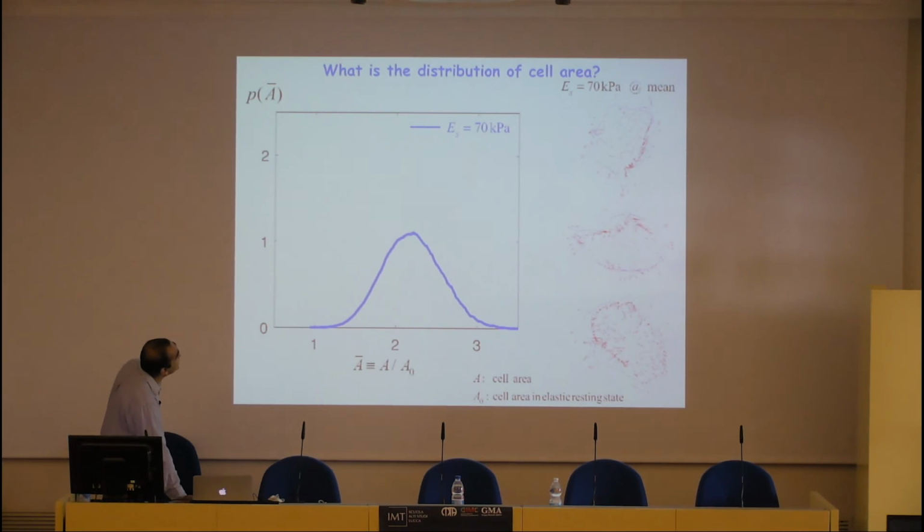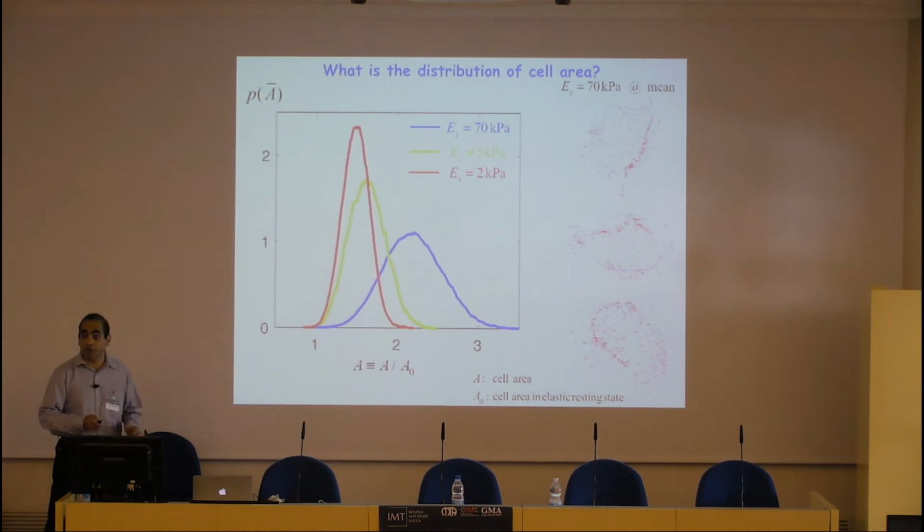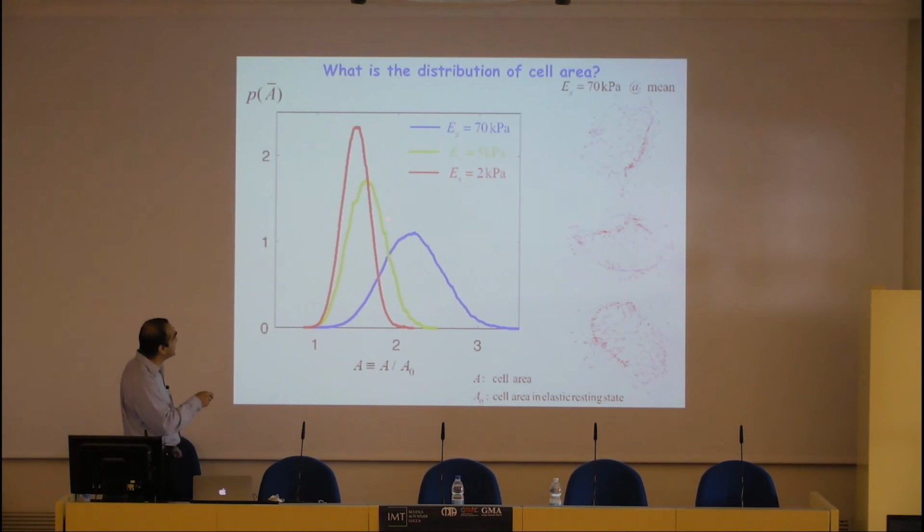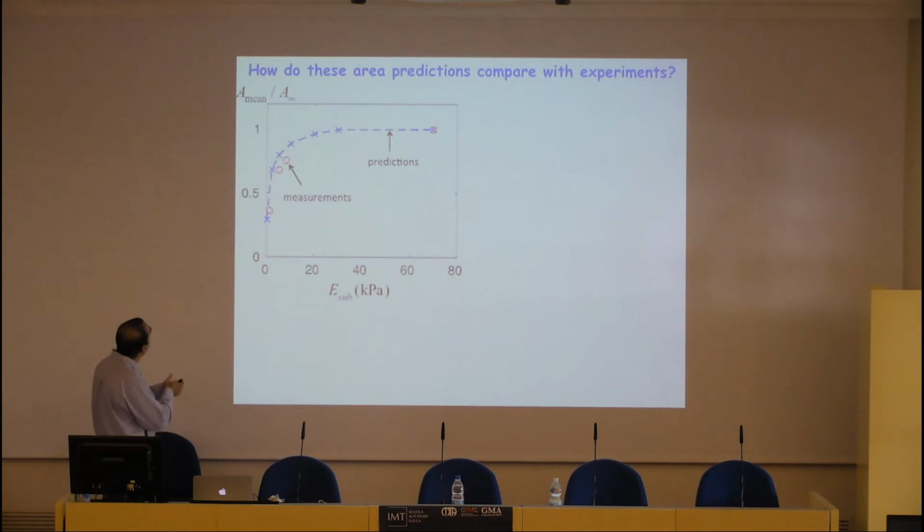This would be the probability distribution of the area on a 70 kilopascal substrate. This is what it would look like on a 5 kilopascal substrate, and this is what it would look like on a 2 kilopascal substrate. So again, what you're seeing is that the variation is decreasing with decreasing substrate stiffness. But in this case, of course, the mean value is also becoming smaller as you decrease the substrate stiffness. And this is consistent with the experiments of Dennis Discher.